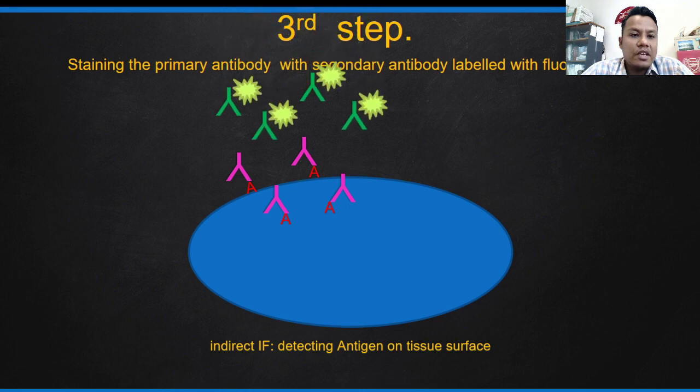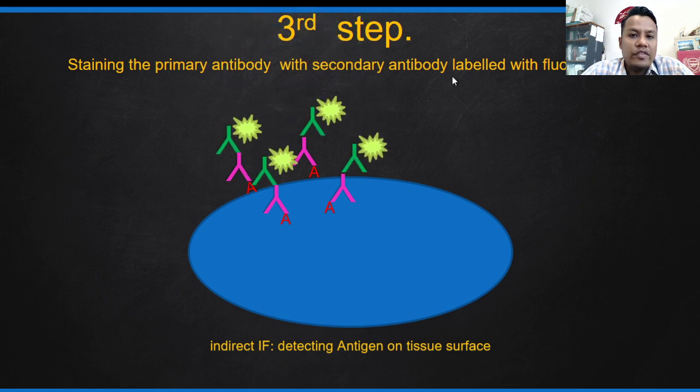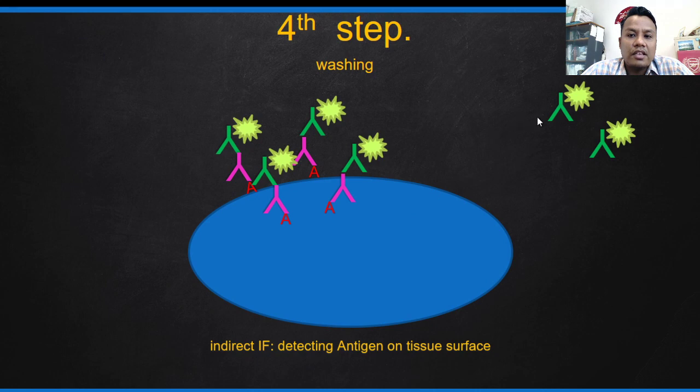The third step is staining the primary antibody with secondary antibody labeled with fluorophore. This secondary antibody is specific to the primary antibody. So imagine if the unbound primary antibody is still around, the secondary antibody will stick to them, and later they will be washed away together, which can lead to false negative.